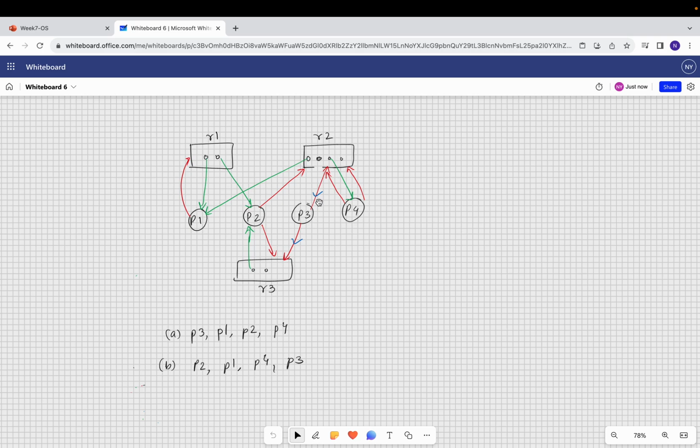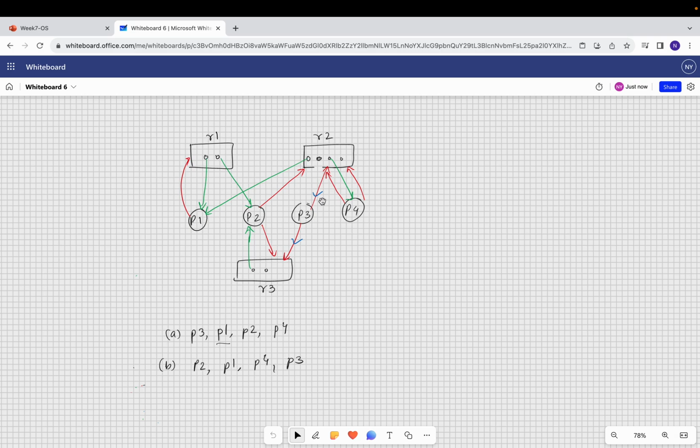Now let's say P1 executes next. When P1 executes here, it is requesting 1 unit of R1. But both units of R1 are occupied. So we cannot fulfill this request. That means that's a deadlock, so we cannot fulfill the request of P1, and therefore P1 will not finish execution. And so this sequence is not a safe sequence.